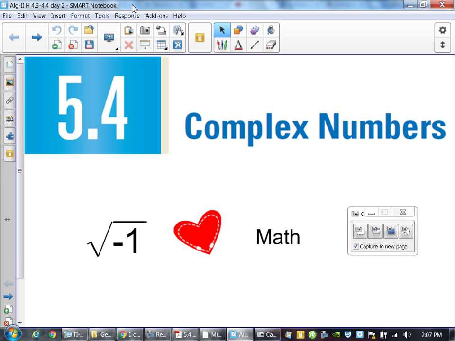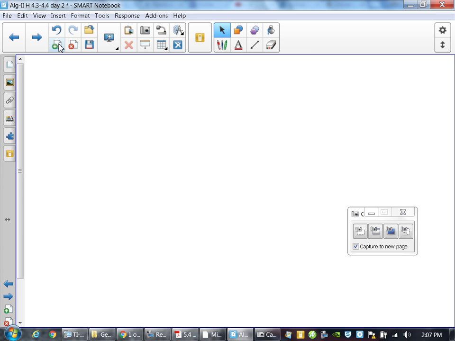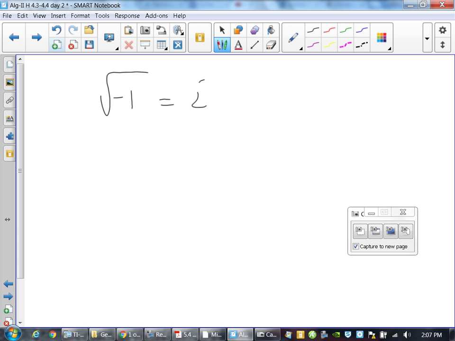Yesterday we introduced you to complex numbers, talking about the values of i. We wrote out a lot about imaginary numbers, and the one thing that came up from it was that the square root of -1 is i. We agree on that, right?